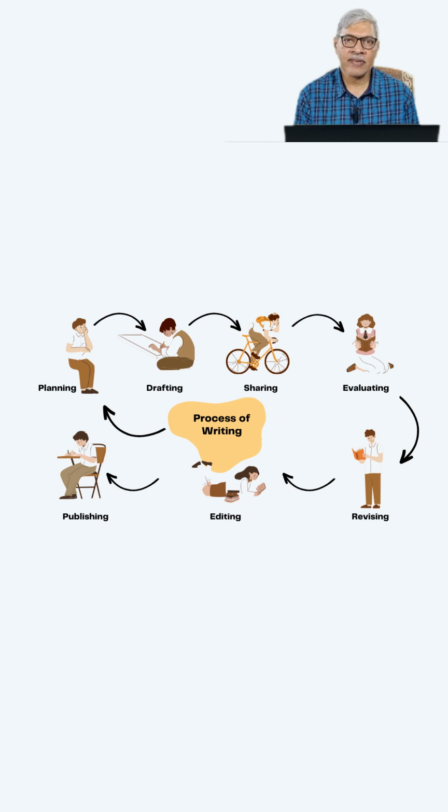Especially there are 7 steps to completing the writing process. For example, story writing. Let's see that particular process. This is a mind map and a flow chart. So in the process of writing, there is this planning, drafting, sharing, evaluating, revising, editing and publishing. These are the 7 steps that you need to know for writing a story.